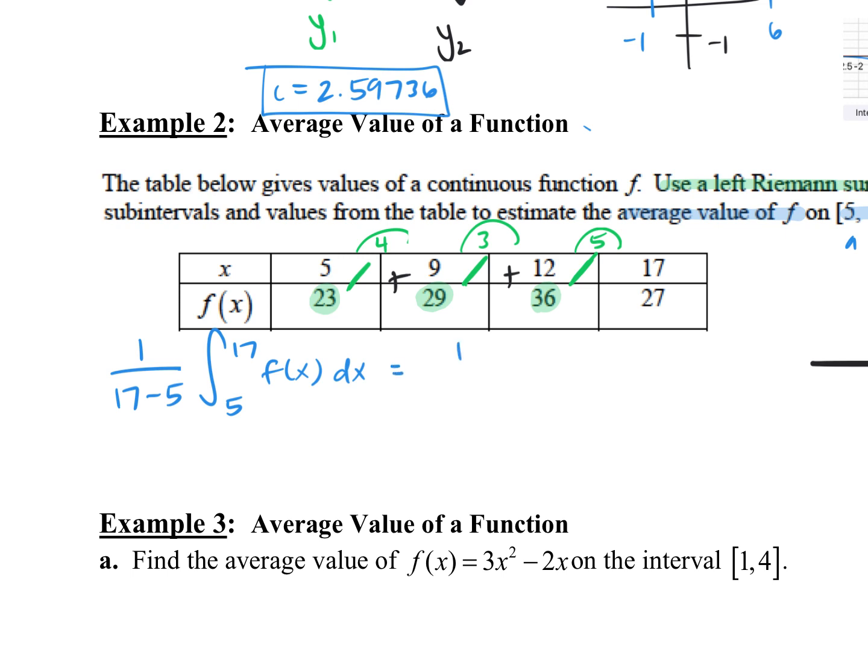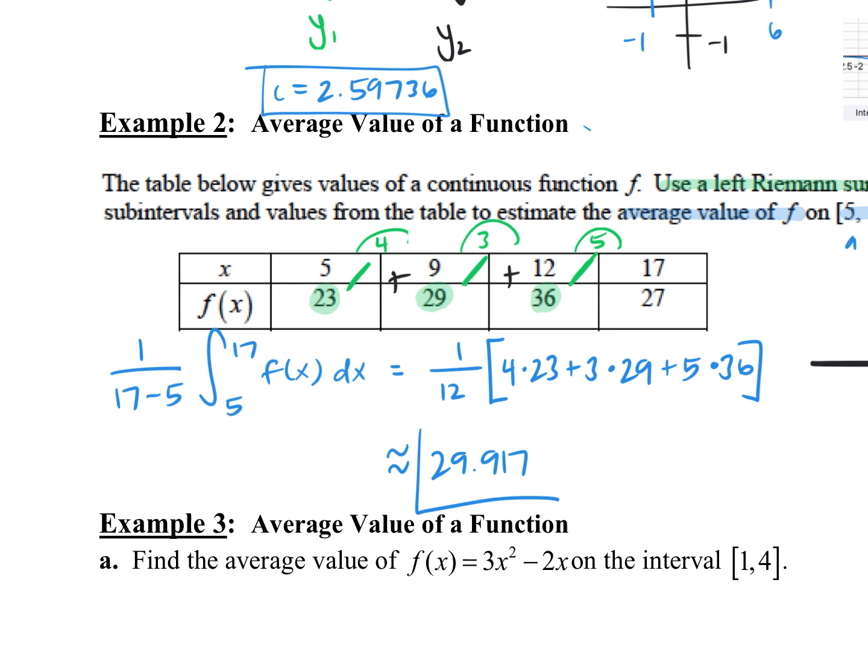Okay, so if I simplify this, this becomes 1 over 12. And then I'm going to multiply this. I'm just going to write it out, and then I'll write the answer. So I've got 4 times 23 plus 3 times 29 plus 5 times 36. Type all that into your calculator, which I know you guys can do. You're capable of that. It gives you approximately 29.917.